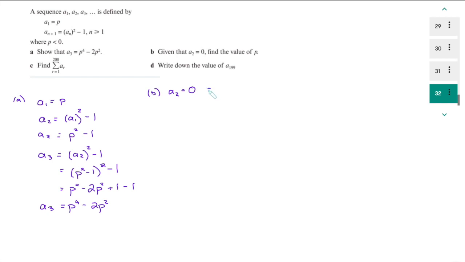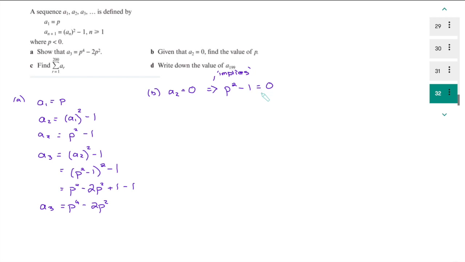So A2 equals 0. So here's another symbol. Have you come across that? That just means implies. Maths is great when you learn to use all these symbols. So A2 equals 0 implies that, well, A2 is p squared minus 1. P squared minus 1 equals 0.